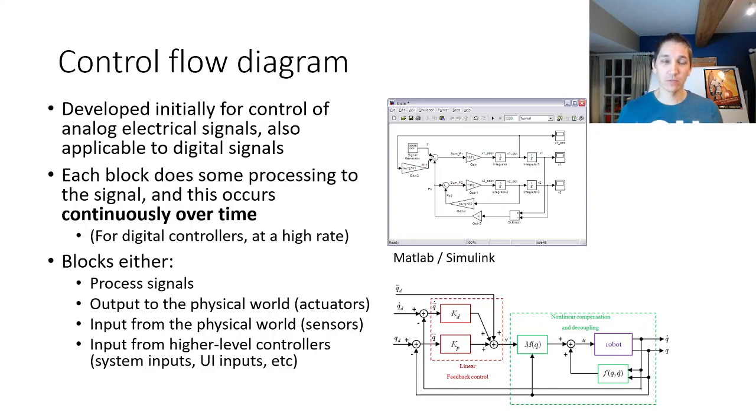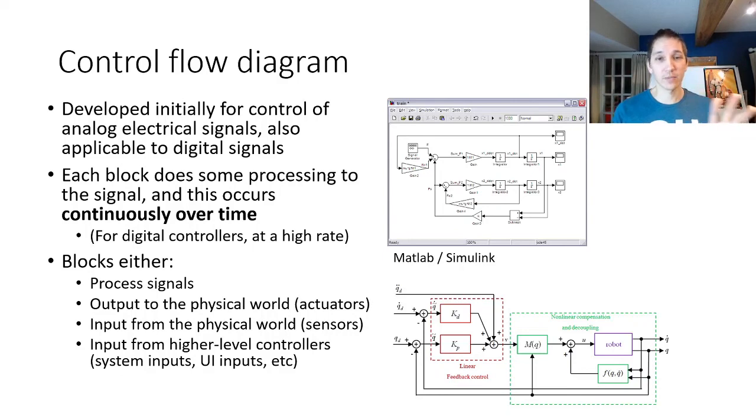So these blocks either process signals, they can output to the physical world, they can input to the physical world. They can also be used to input from higher level controllers. These can also be synchronous or asynchronous inputs from those controllers.